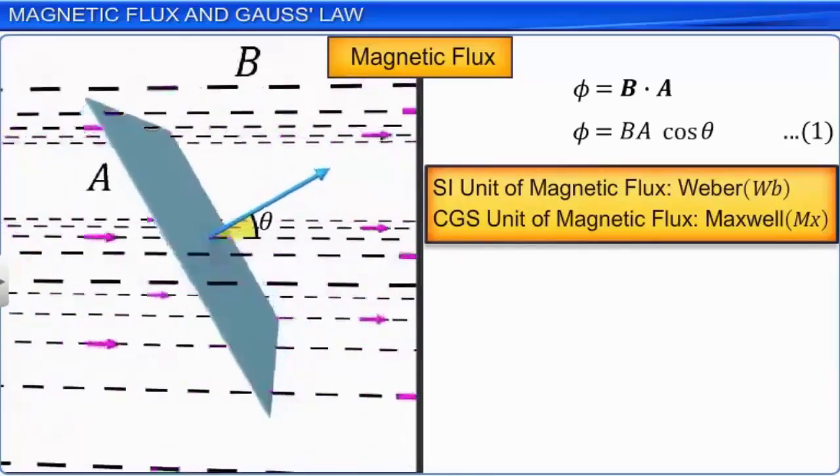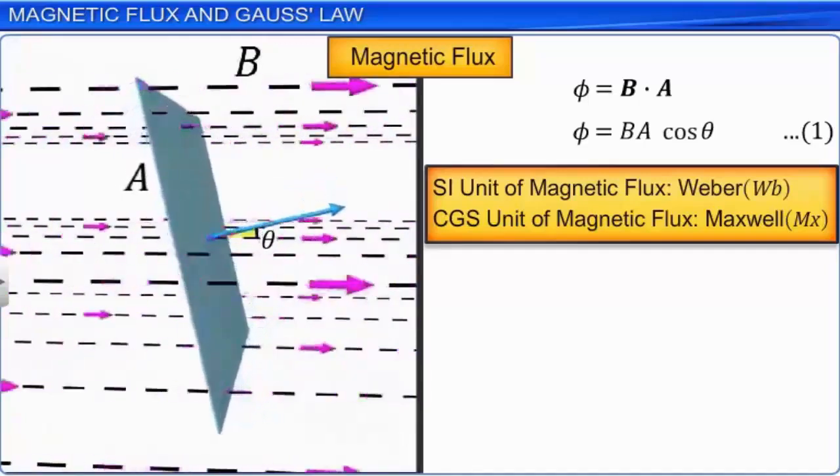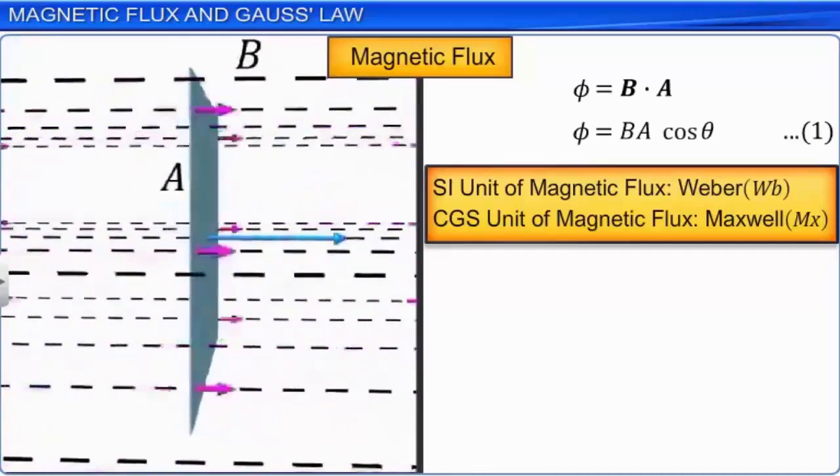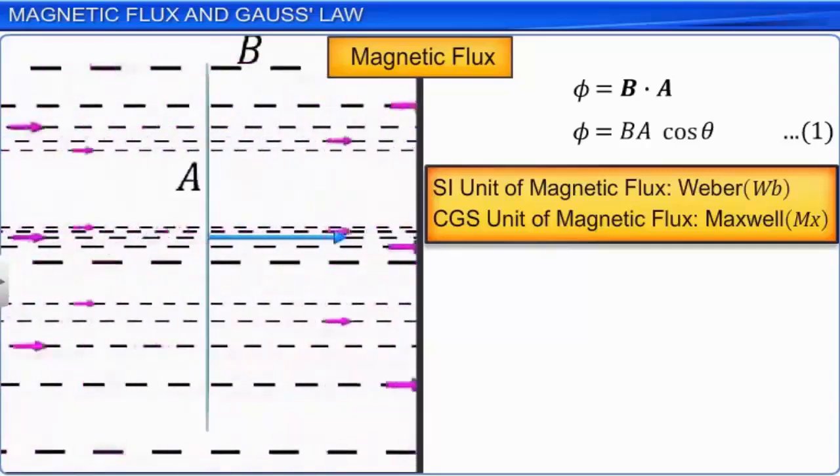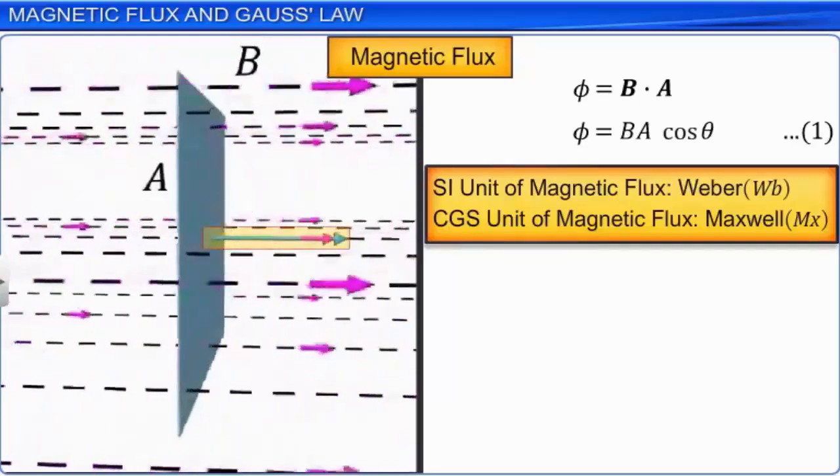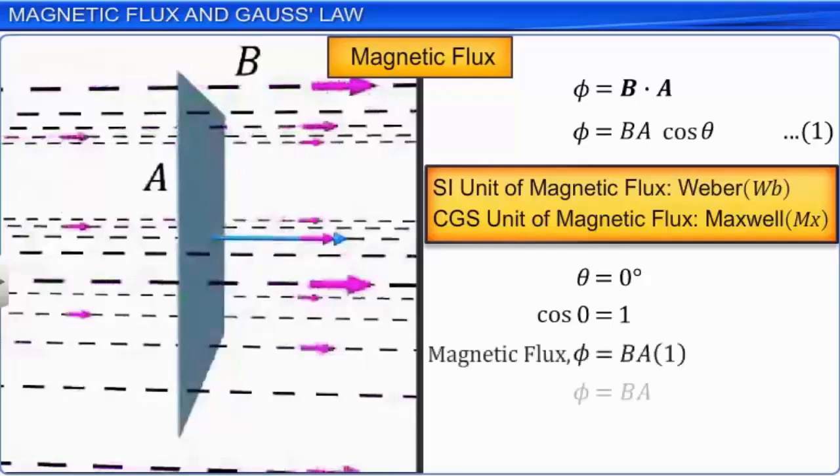Maximum magnetic flux passes through a given area when the area vector and the magnetic field are in the same direction. That is, the angle between the plane of the given area and the magnetic field is 90 degrees. The angle between the area vector and the magnetic field, theta, is equal to 0 degrees. Cos 0 degrees is equal to 1. Thus, the magnetic flux phi is equal to BA.